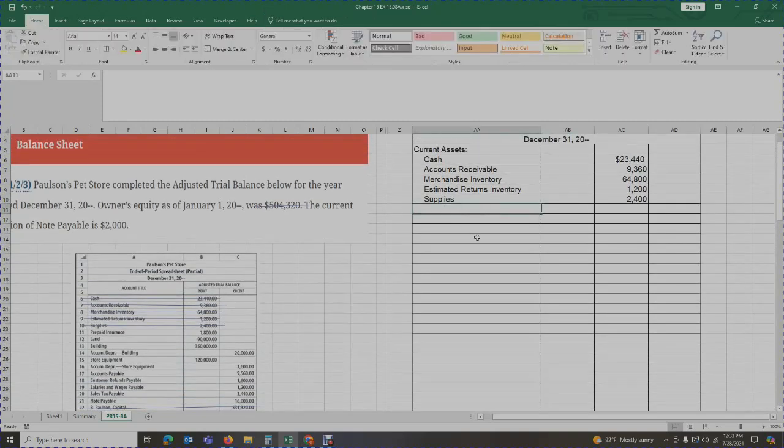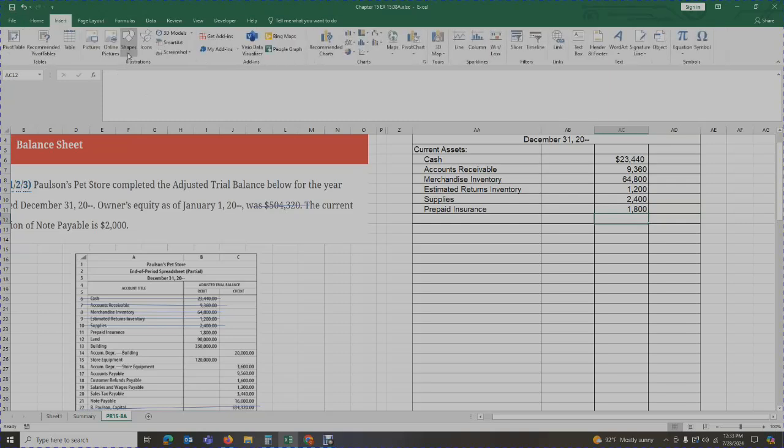Okay, and then we have supplies, and then we have our prepaid. Prepaids are also short term. Usually we prepay for a year or less. We've got prepaid insurance of 1,800. Okay, and let's mark that one off.